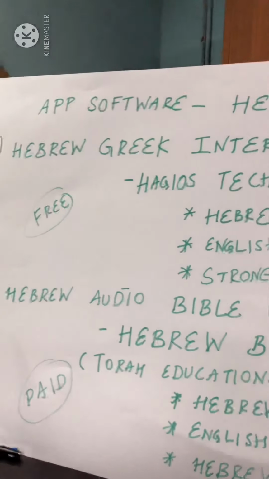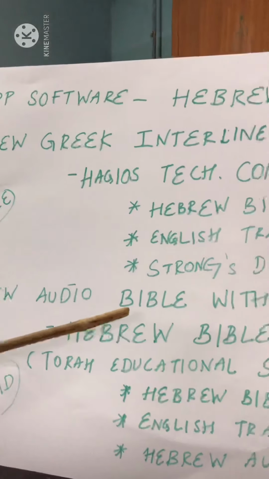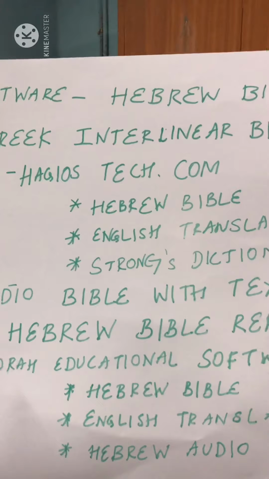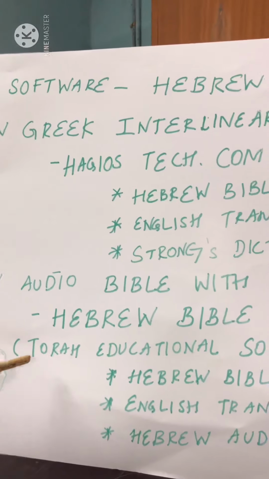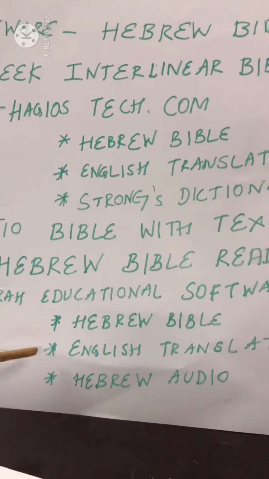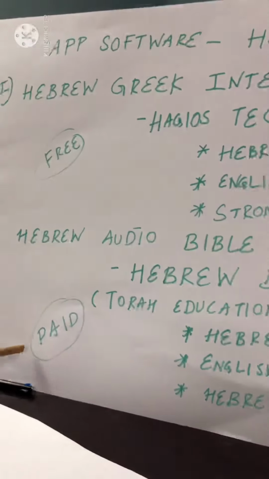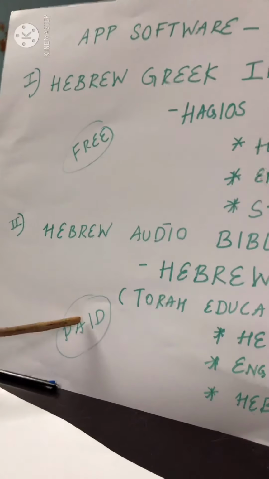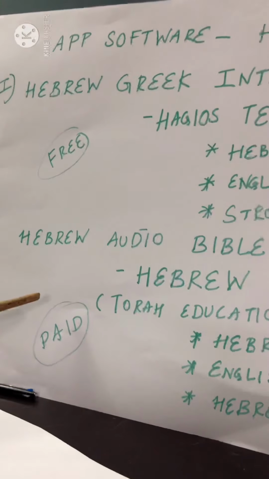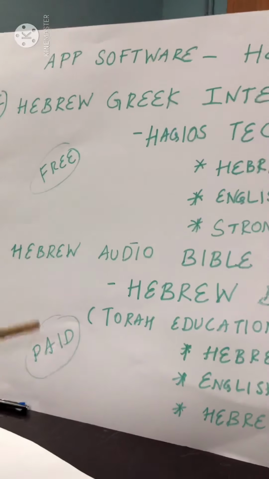The second important software is Hebrew Audio Bible with Text. The name of the software is Hebrew Bible Reader from the Torah Educational Software Group. Here you get the Hebrew Bible, English translation, and the Hebrew audio support. Mind you, it is a paid software. Of course, you can get all the books' first chapter free. For going to the second chapter in any book, you have to buy the book.